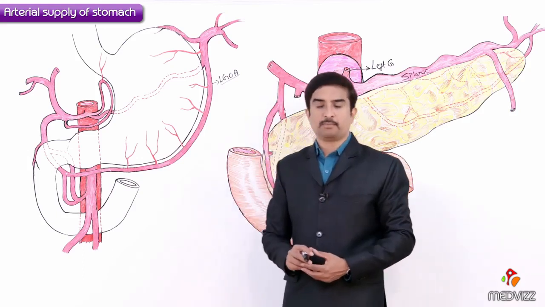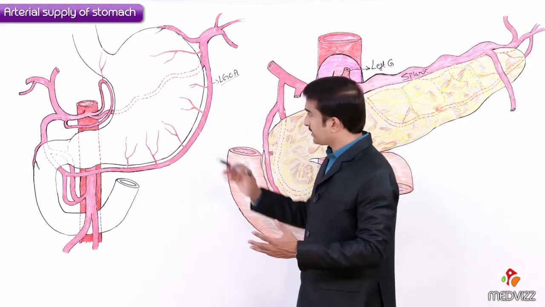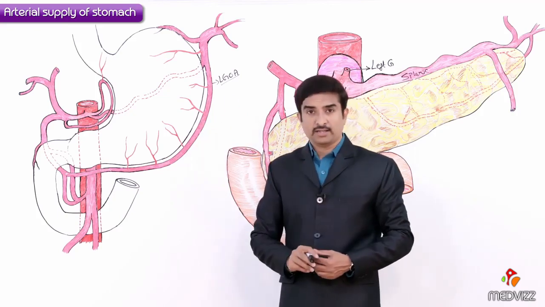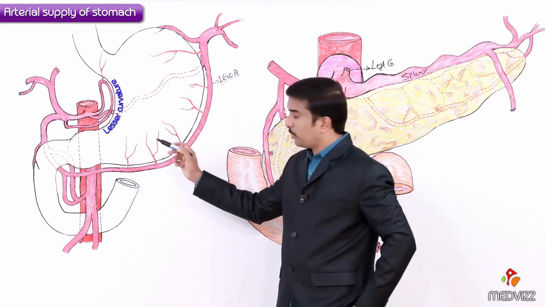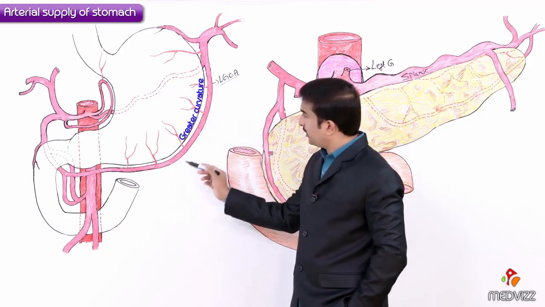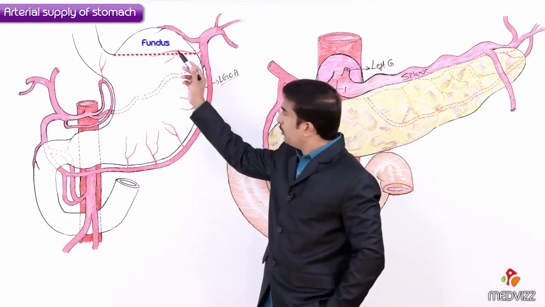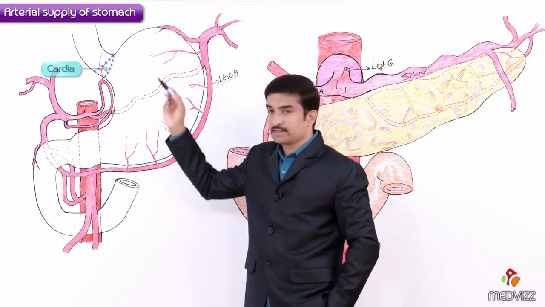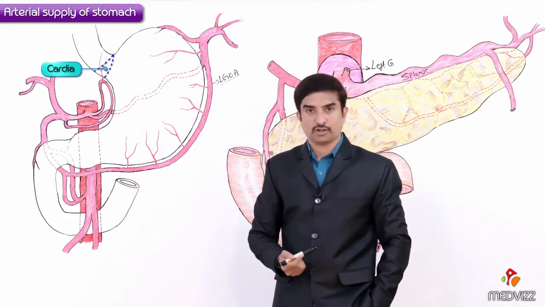And here the arterial supply of the stomach we are going to discuss under the following headings, that is arterial supply of the lesser curvature, arterial supply of the greater curvature, arterial supply of the fundus of the stomach, as well as the cardiac end of the stomach.